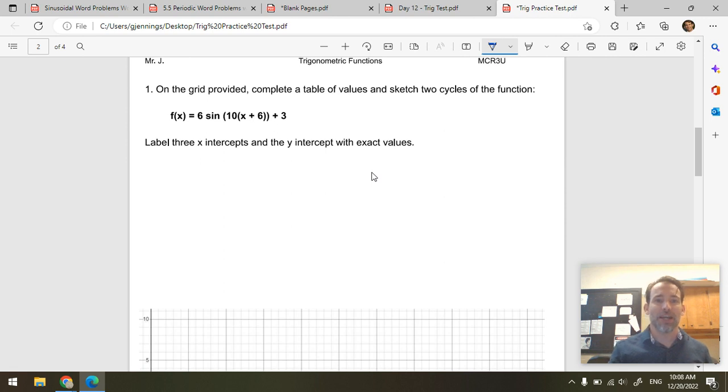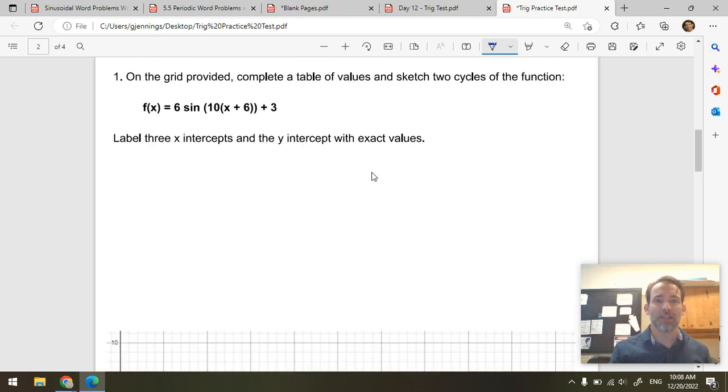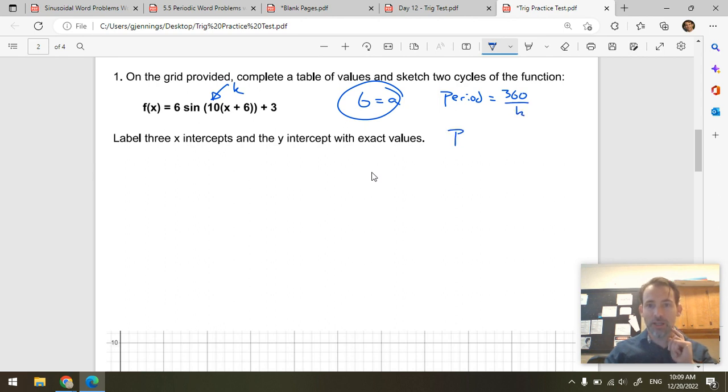All right, on the grid provided, complete a table of values and sketch two cycles of the function f of x equals 6 sine 10 (x minus 6) plus 3. Well, I know 6 equals the amplitude, so that's going to be my A value transformation. 10 is my K, okay? And I remember that period is equal to 360 divided by K. So in this case, period is equal to 36, because 360 divided by 10 is 36.